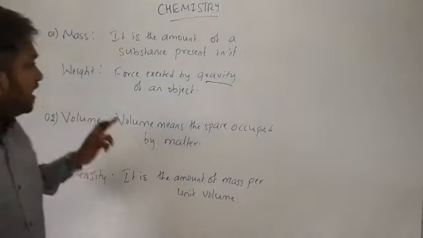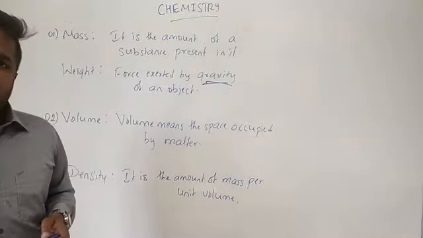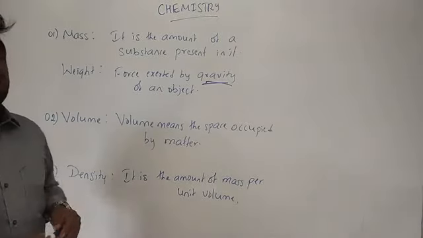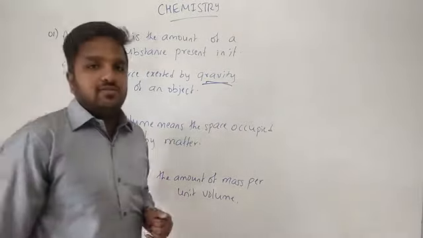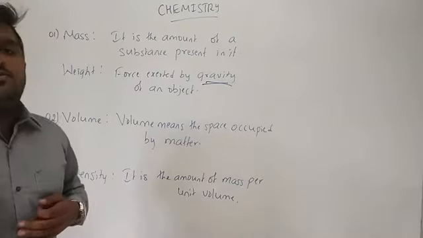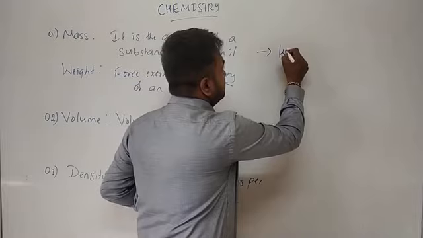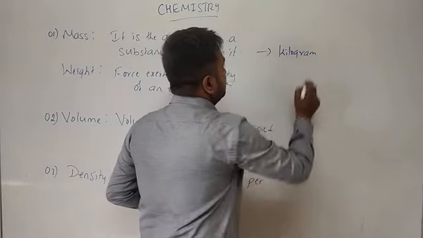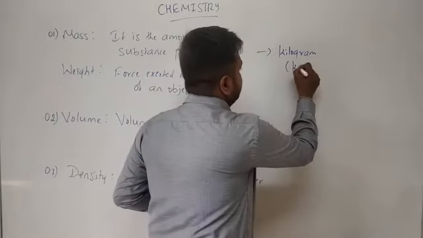So in order to calculate weight, we need to take care of gravity and gravitational force, whereas in the case of mass it is not required. It is the actual amount of a substance which is present in it. So what is the SI unit of mass? The SI unit of mass is kilograms, and we mention it as kg.